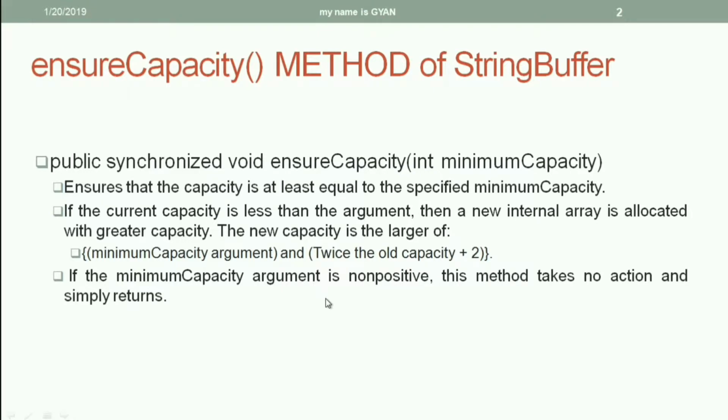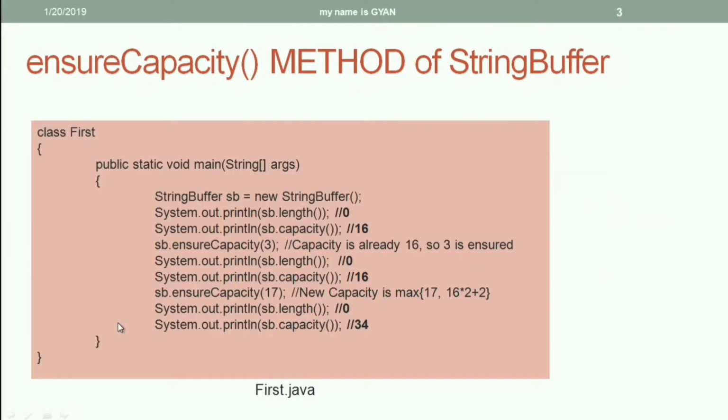We will return to this theoretical explanation of the method later in this video. But first, let's directly jump to an example. Here we have the Java file first.java. In the first.java we have the class first. In the class first we have the method main. In the method main we are creating a new string buffer object with nothing as argument.